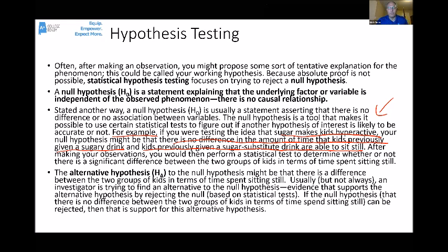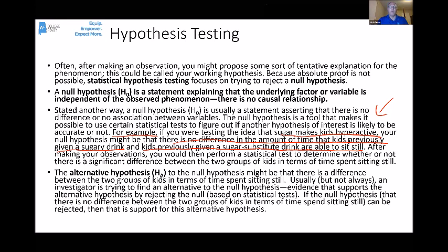So you've got these two groups of kids. The kids in the experimental group, they get a sugar drink. The kids in the negative control group, they get a drink without any sugar. So they're not exposed to the independent variable. And your null hypothesis here is that there's no difference between their activity levels.